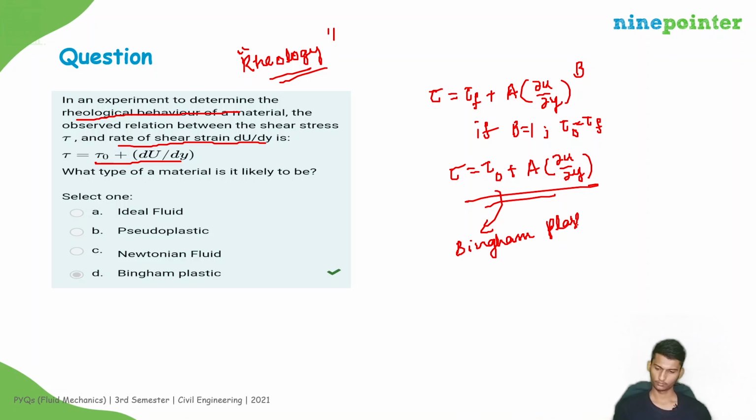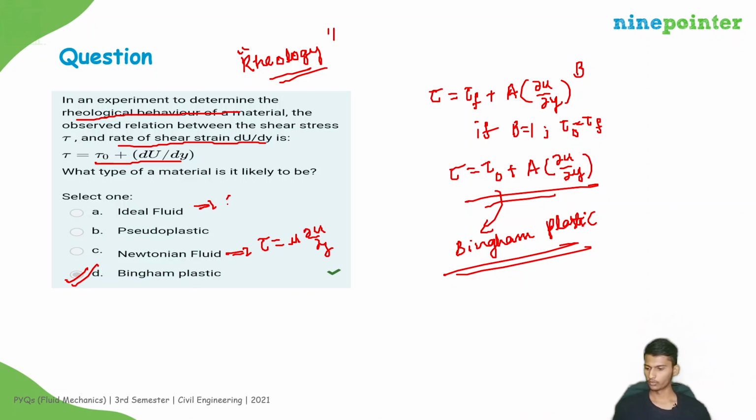So the answer for this question will be, for Newtonian fluid it will be tau equals mu dou u by dou y, right? For ideal fluid it will be tau is equal to 0. For pseudoplastic it will be tau is equal to tau naught plus a into (dou u by dou y) whole power b, where b is greater than 1, right?